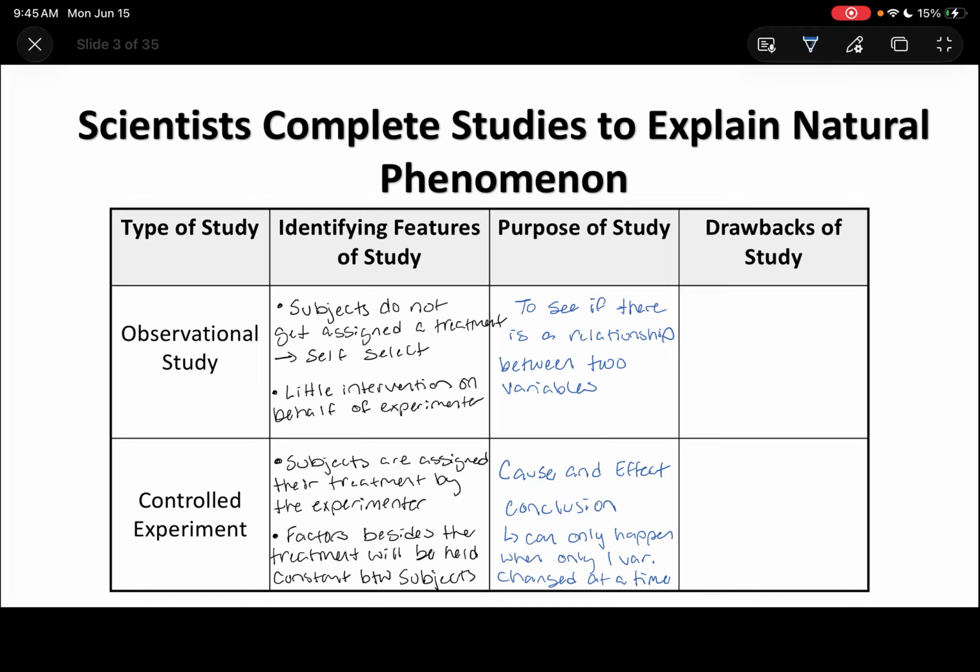It changes the treatment between groups, but it keeps the other factors constant. And that's going to allow us to say, okay, if we're seeing changes in something that we're measuring, we know that it's because of the treatment and not something else. Observational studies are going to make a cause and effect statement impossible because multiple things could be different between subjects since we're not really intervening to control them. So I would say that's one of the main drawbacks of an observational study: you cannot make cause and effect claims.